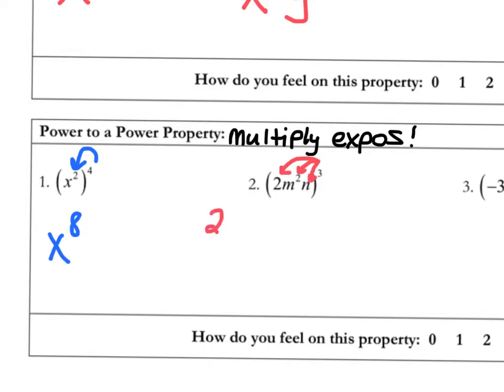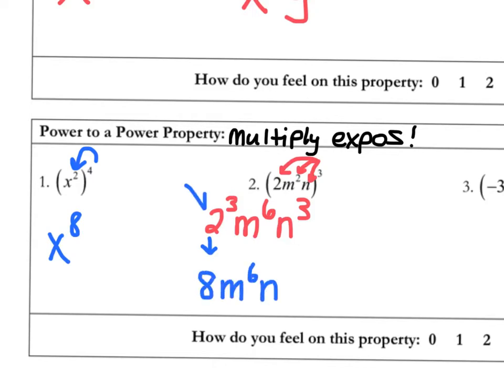So we get 2 to the 3rd. That's the first one. M squared to the 3rd, we multiply the exponents. 2 times 3 will give me m to the 6th. And finally, we get n to the 3rd. I could simplify this a little bit more. 2 cubed is actually 8. If you can do the numerical exponent, then do it. If it's a huge number, like 25 to the 8th, then forget it. But if it's something small like 2 to the 3rd, you can use your calculator, you can do that. Final answer.